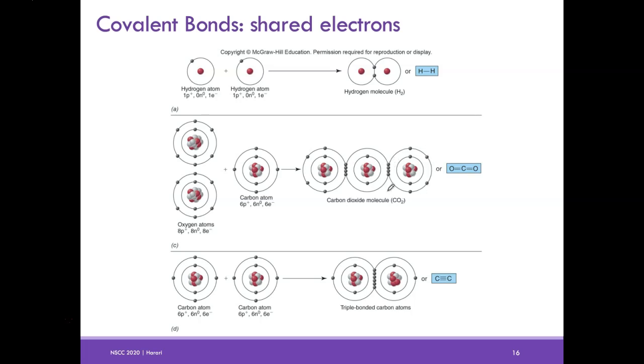This oxygen therefore has 8 electrons: 1, 2, 3, 4, 5, 6, 7, 8. This carbon over here is going to have 8 as well. And this oxygen over here will have 8. So this entire molecule, all 3 atoms in this molecule, is very happy because every atom has a full octet. You can also have triple bonds and share 3 pairs of electrons.